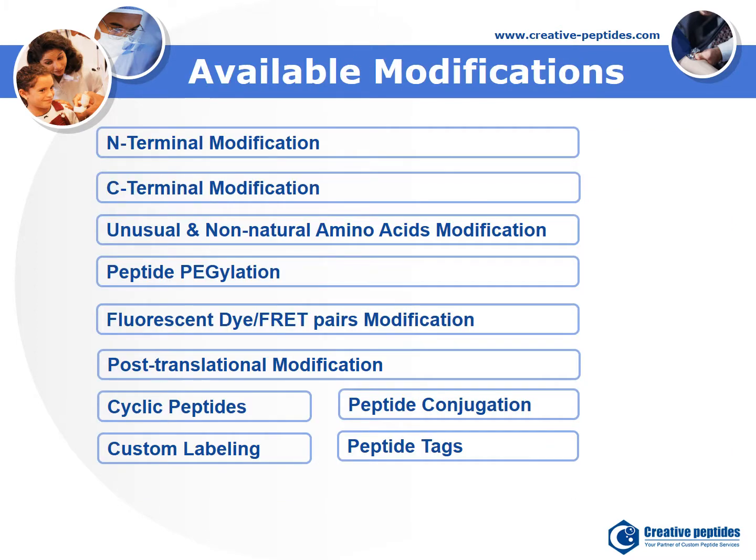Common peptide modifications include the following, but are not limited to this: N-terminal modification, C-terminal modification, unusual and non-natural amino acids modification, peptide PEGylation, fluorescent dye/FRET pairs modification, post-translational modification, cyclic peptides, peptide conjugation, custom labeling, peptide tags.